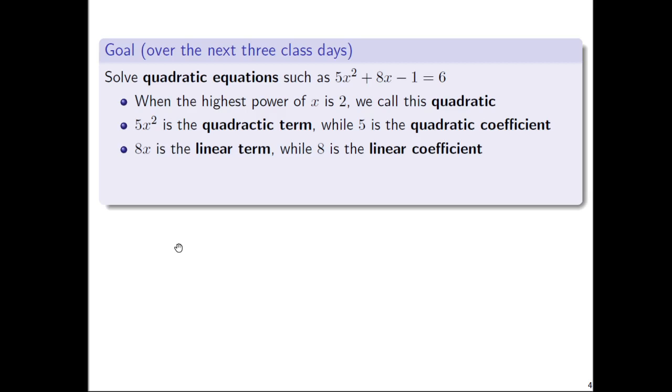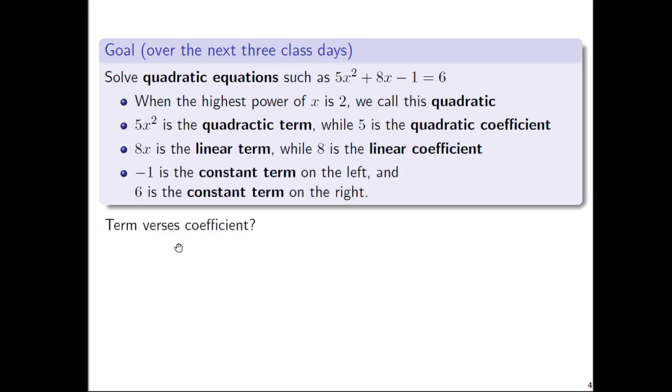Similarly, 8x is the linear term, just introducing what this is called, while 8, just the number in front of x, is called the linear coefficient. -1 is the constant term on the left, and 6 is the constant term on the right. Again, the key thing here is to think about term versus coefficient.